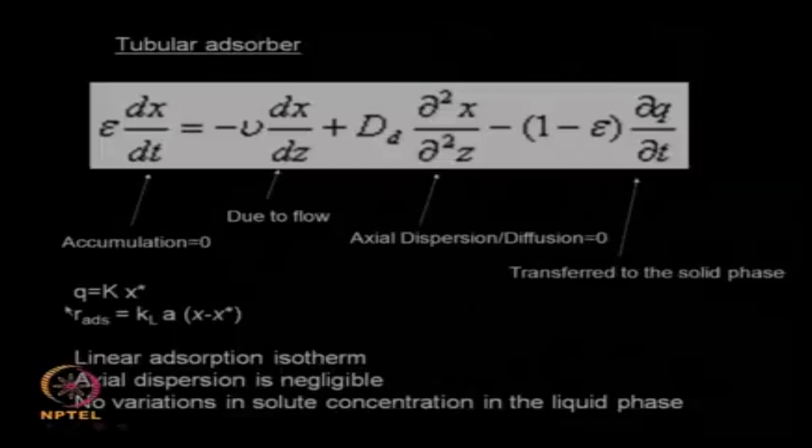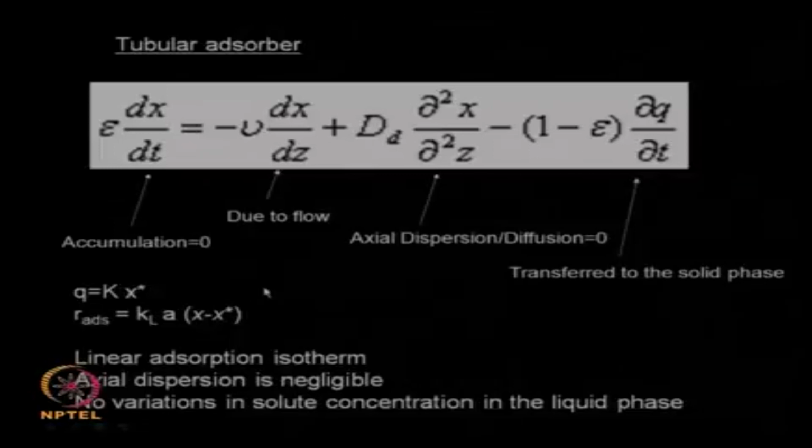If we assume a linear adsorption isotherm, then Q equal to K x star, and rate of adsorption is equal to KL, where KL is the mass transfer coefficient, A is the interfacial area, multiplied by x minus x star. So instead of x star, we can substitute Q by K.